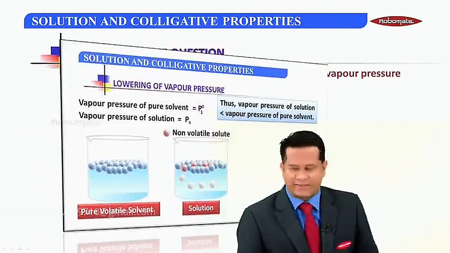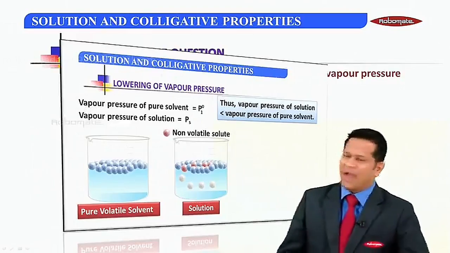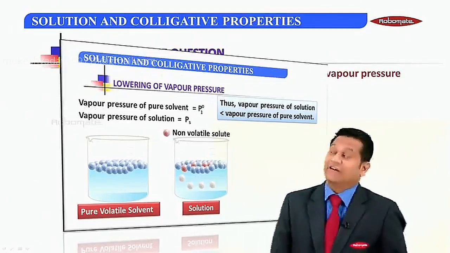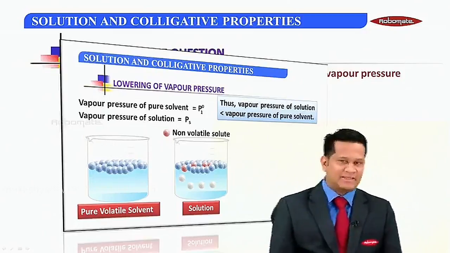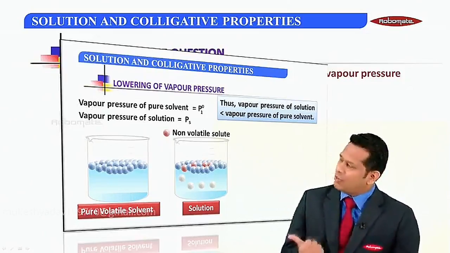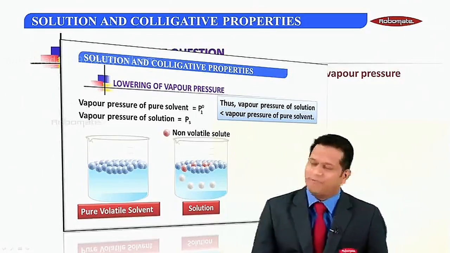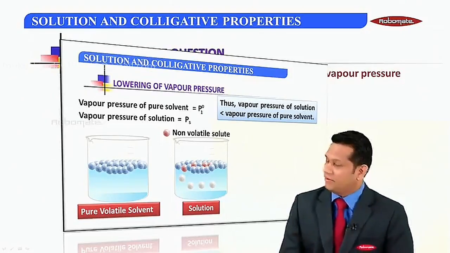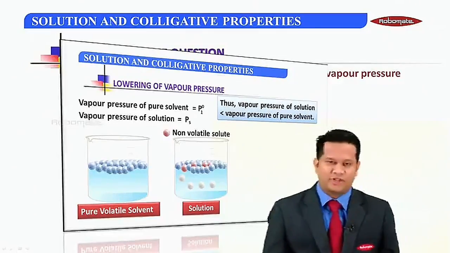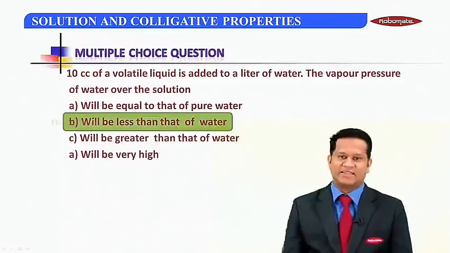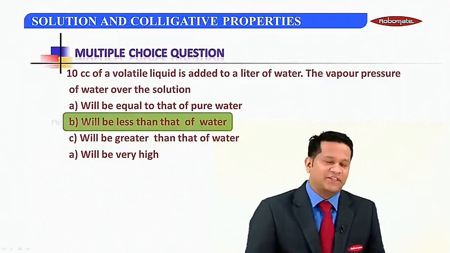If you look at this screenshot, it says that whenever you add a solute, the vapor pressure of the entire solution will be less. And if I talk about the vapor pressure of the solvent in the solution, it is definitely less, because the number of particles of the solvent on the surface is going to be less compared to the pure solvent. So I can say that in this case the answer is B, that is, will be less than that of pure water.